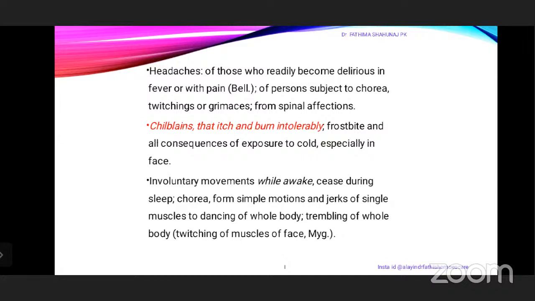So here one of the main symptoms, that all the symptoms, the jerking or twitching, whatever it may be, are ameliorated while sleeping. This is one of the key symptoms of agaricus. So from simple motion and jerks of single muscle due to dancing, whole body, trembling of body. So this is mainly single muscle paralysis or symptom, which mainly stops during sleeping or is ameliorated during sleeping. The twitching of muscle of face is compared with migraine.